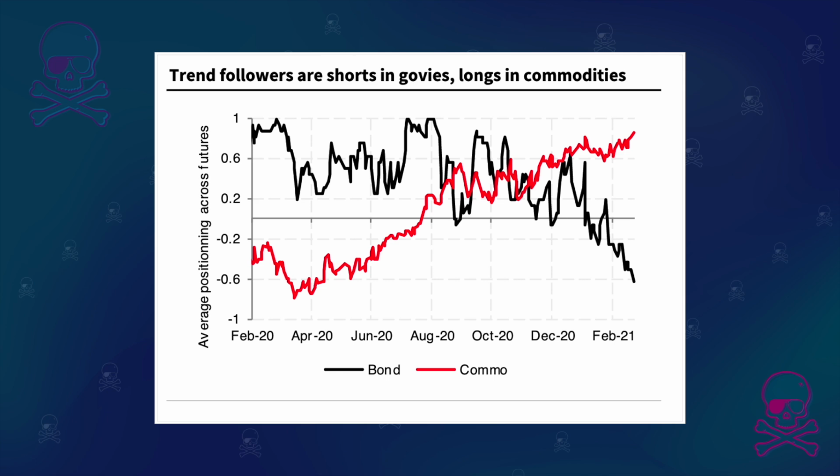For example, positioning in CTAs today suggests that they are currently long commodities and short bonds. Their diversified universe also allows them to be long commodity-linked country indices and currencies.